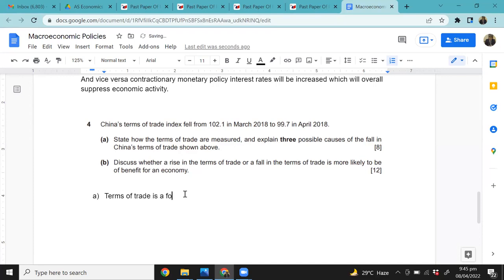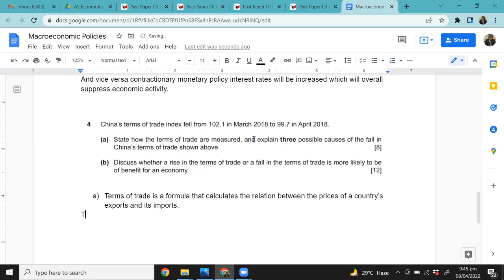First of all, you need to define what terms of trade actually is. Terms of trade is a formula that calculates the relation between the price of a country's exports and its imports. So the first thing that you do in your answer is to define what terms of trade actually is: a formula or a calculation that compares a country's export prices with its import prices.